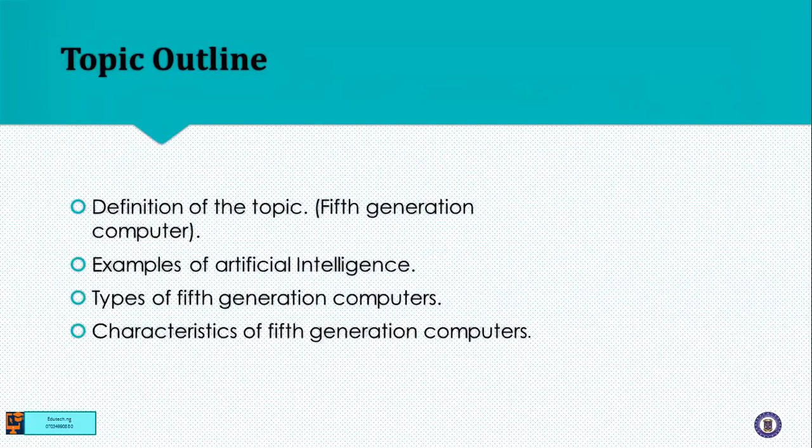Now, before we go into the class proper, we shall be looking at our topic outline. Our topic outline simply means what the pupils are expected to achieve or learn in this lesson. Number one, definition of the topic, fifth generation computer. Examples of artificial intelligence, types of fifth generation computers, characteristics of fifth generation computers.